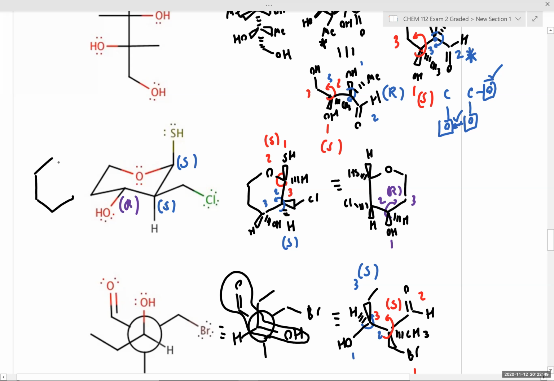So drawing out our basic chair, is this sulfur pointing up or down?